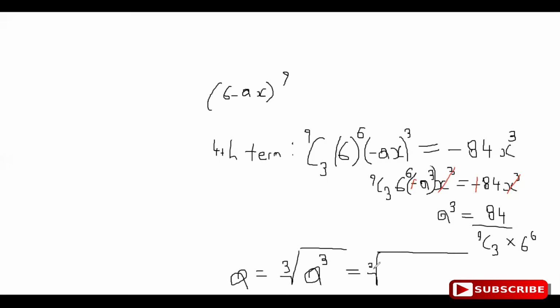So we take the cube root of all of this long thing, 84 over 9 choose 3 times 6 to the 6. You put all that in a calculator, you get 1 over 36.